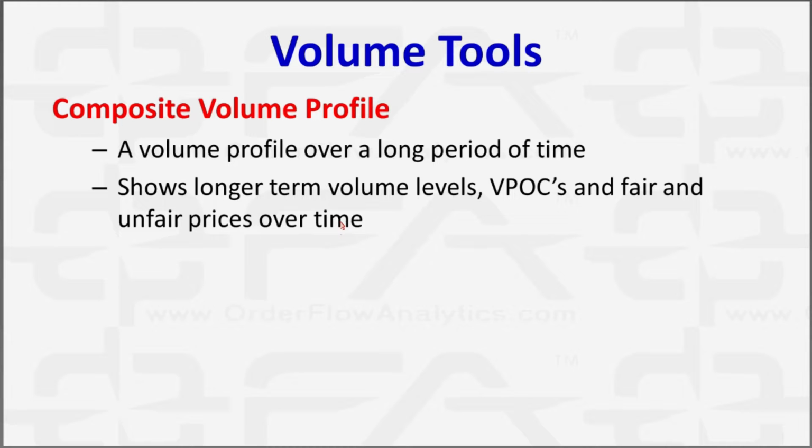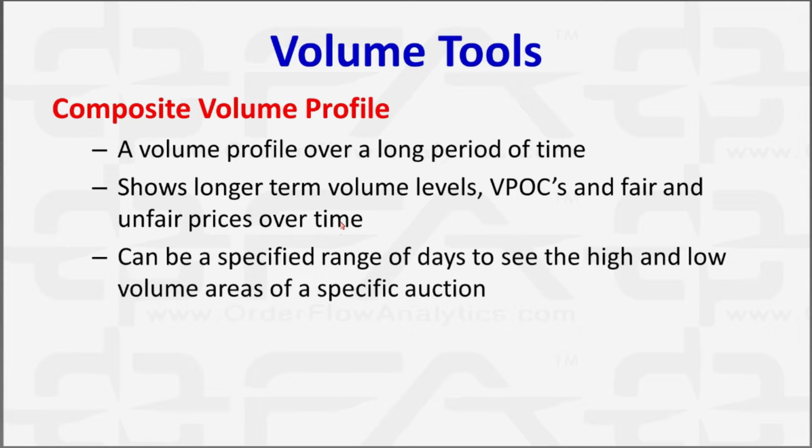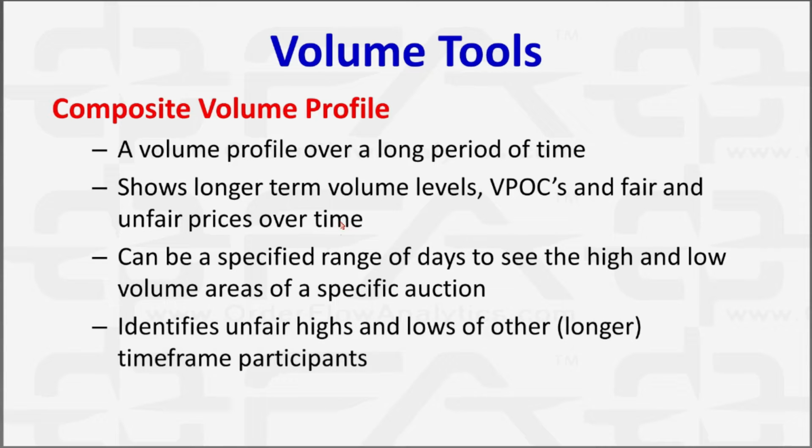The composite volume profile also shows longer-term volume levels, so volume points of control over a longer period of time, fair and unfair prices over time, and I'm going to show you why those are important for us. It can be a specific range of days to see the high and low volume areas of a specific auction. I'm going to show you an example of that today based on the recent move down in the ES, and it identifies unfair highs and unfair lows of the longer time frame participants.